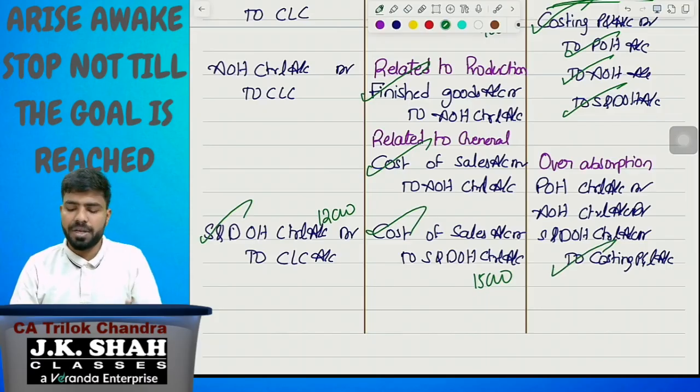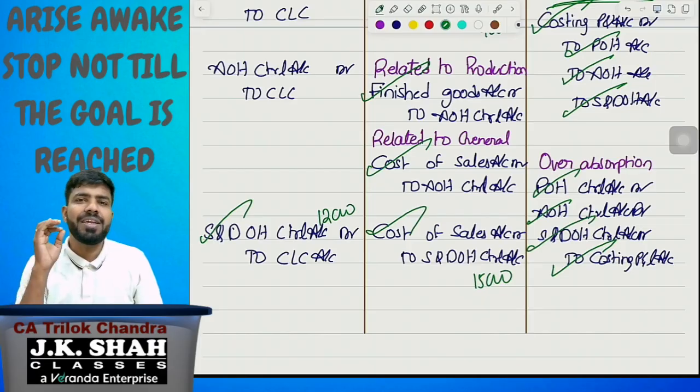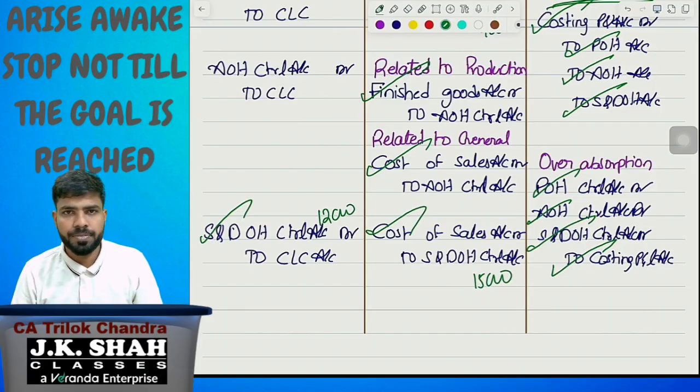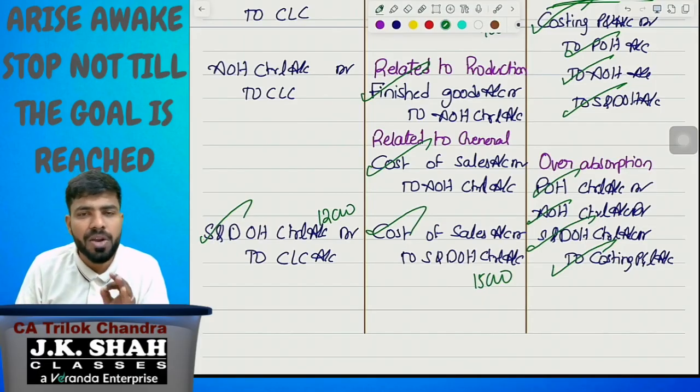Debit with respect to overhead. If it is production overhead, debit production overhead. If it is administration overhead, debit administration overhead. In our example, it is selling and distribution overhead. Debit the selling and distribution overhead. These are the entries related to overheads. Are you clear?